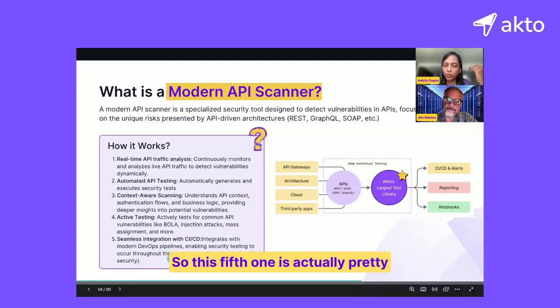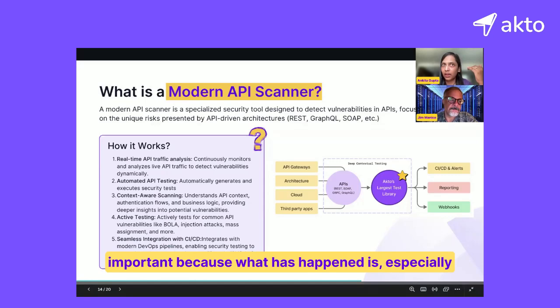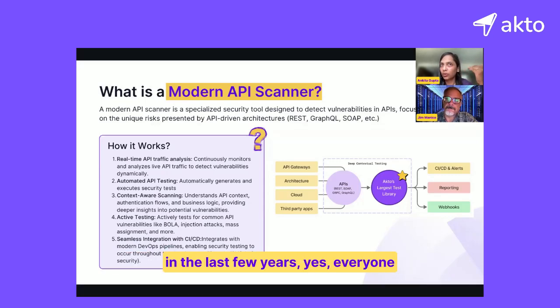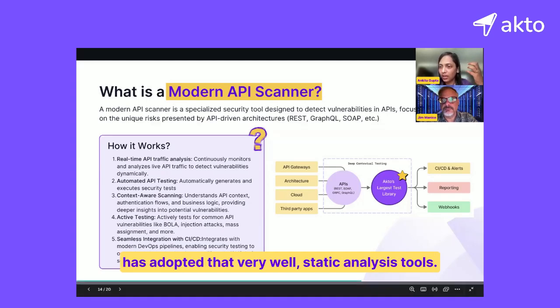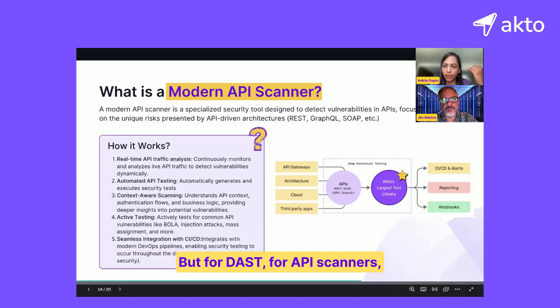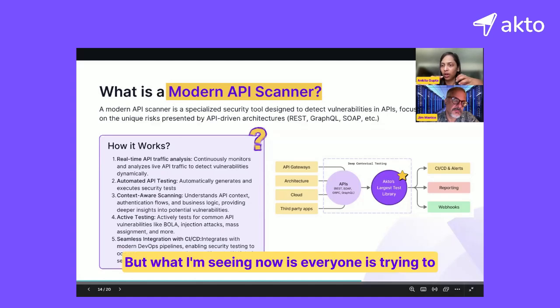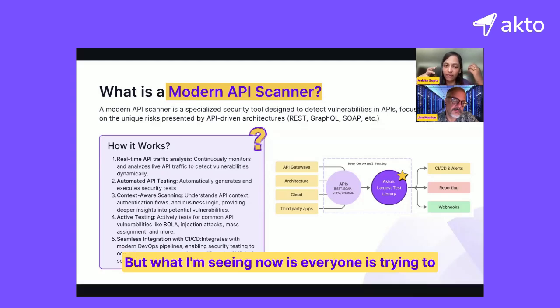So this fifth one is actually pretty important, because especially in the last few years, everyone is talking about shift left and DevSecOps, and SAST, static analysis tools, has adopted that very well. But for DAST, for API scanners, it's not been there so much. But what I'm seeing now is everyone is trying to move towards integrating our modern DAST or our modern API scanners in the CI/CD tooling.